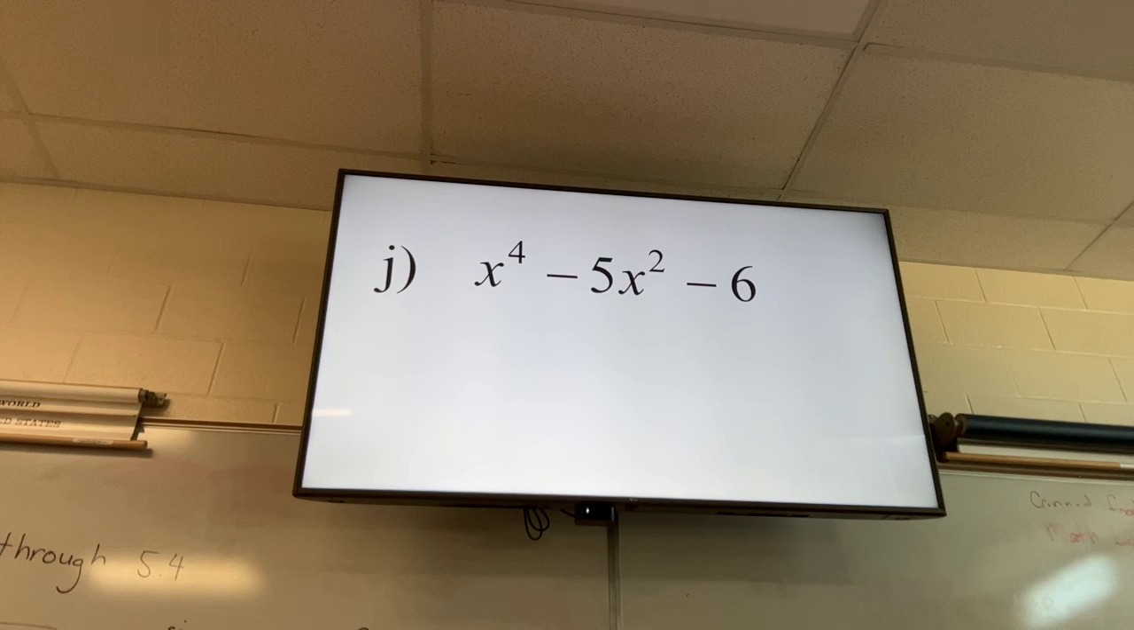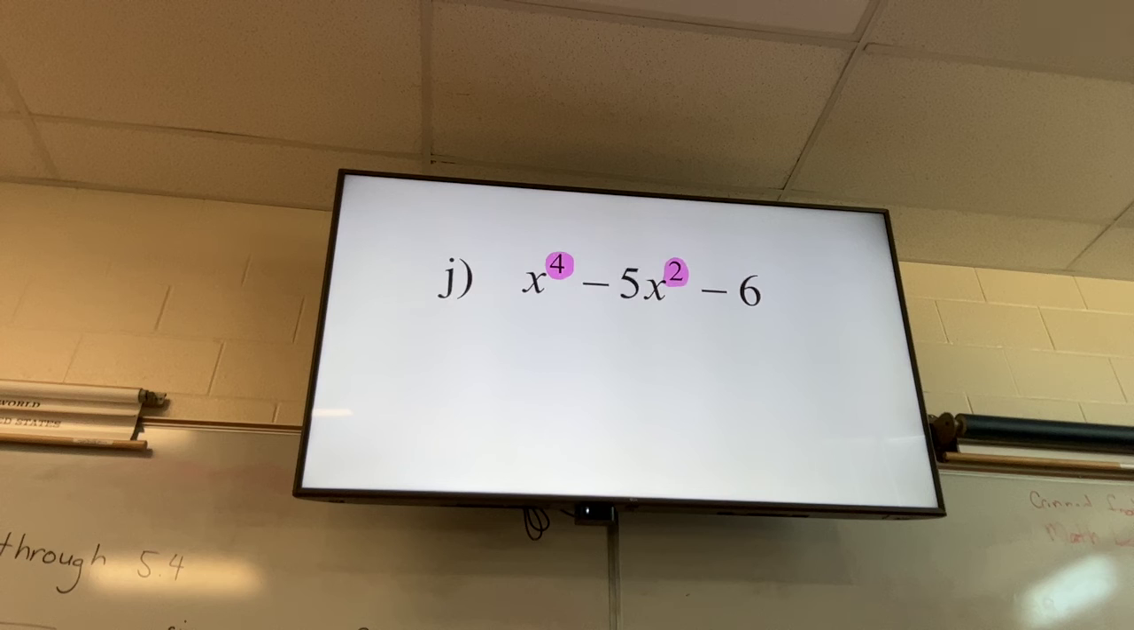Okay, so here's what's going to happen here. This is a trinomial, right? It's got 3 terms. When you see that the middle exponent is just half of that left exponent, you can factor it just like any other, just like a quadratic trinomial, just like the ones we've been doing.